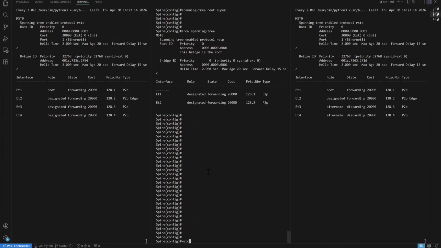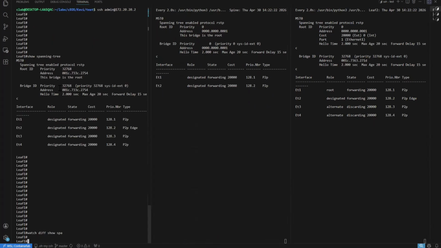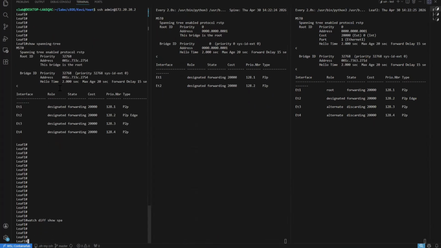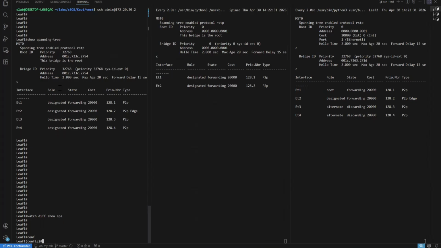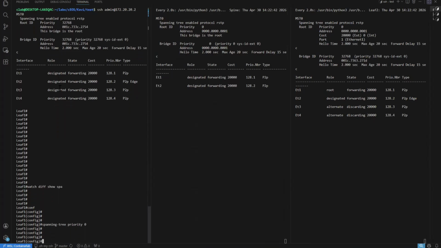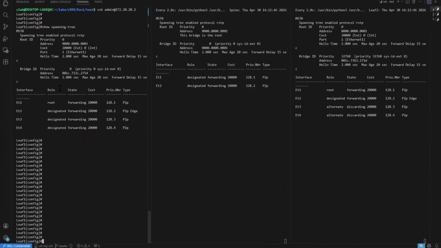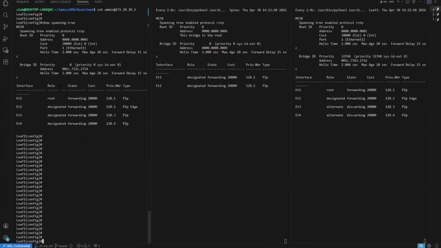Let's see that. So watch. Let me go to leaf one. Leaf one, we know, has the lowest MAC address. So now I'm going to say spanning tree priority. Now I'm going to configure the lowest priority on leaf one. Okay. Now show spanning tree. So now if you see, leaf one has the priority of 0.